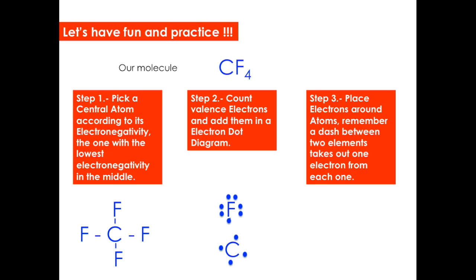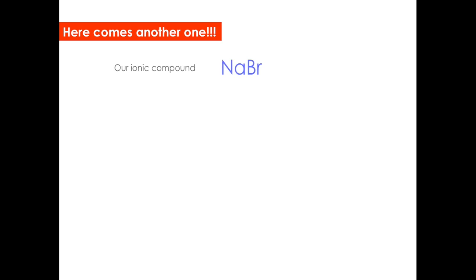Step 3. Place electrons around atoms. Remember, a dash between two elements takes out one electron from each one. So we'll have the same structure, and the electrons from carbon are already being used in the dashes, and one electron from each fluorine. So in each fluorine we'll have 6 electrons left, which are lone pairs of electrons. And that's our done Lewis dot diagram. Here comes another one, in this case an ionic compound, sodium bromide.